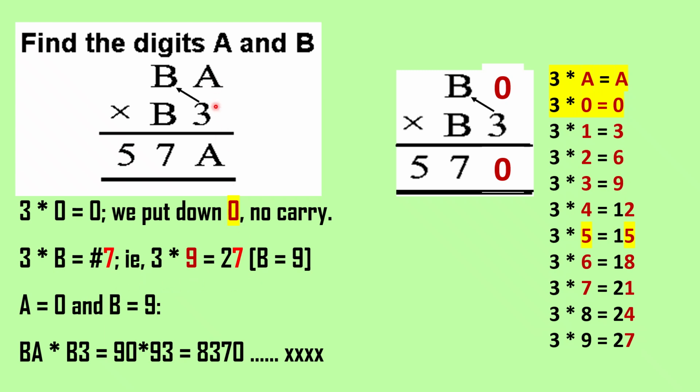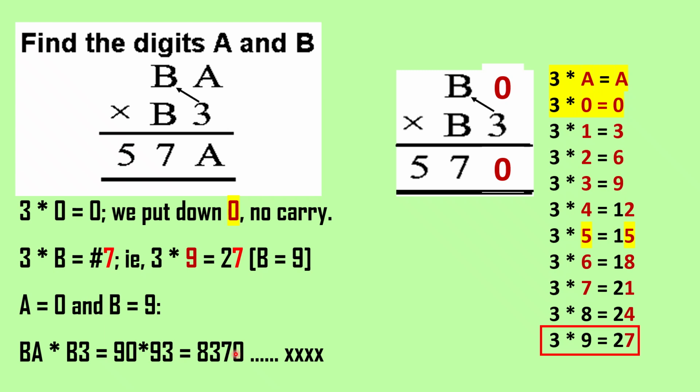3 into A, 3 into 0, 0. Then no carry. So 3 into B, if it gives you something ending in 7, then it has to be 9, because 3 into 9 is 27. So let us put B equal to 9. Now BA into B3. So if A is 0 and B is 9, you get 90 into 93, right? 3 into 9, 27. So BA would be 90 and B3 would be 93. 90 into 93, how much is it giving you?